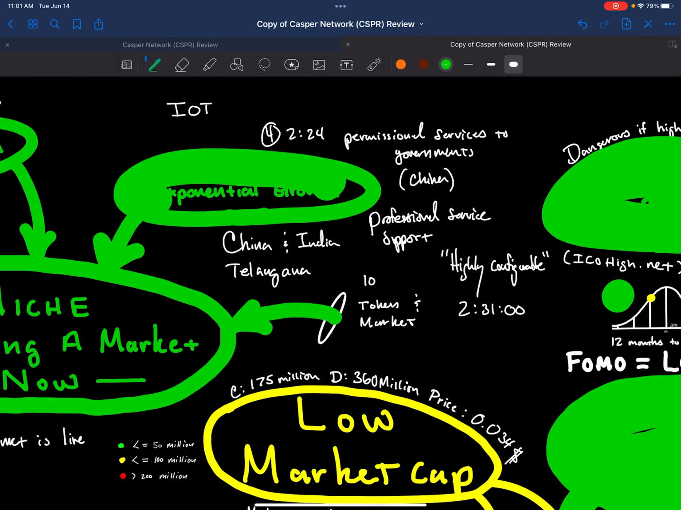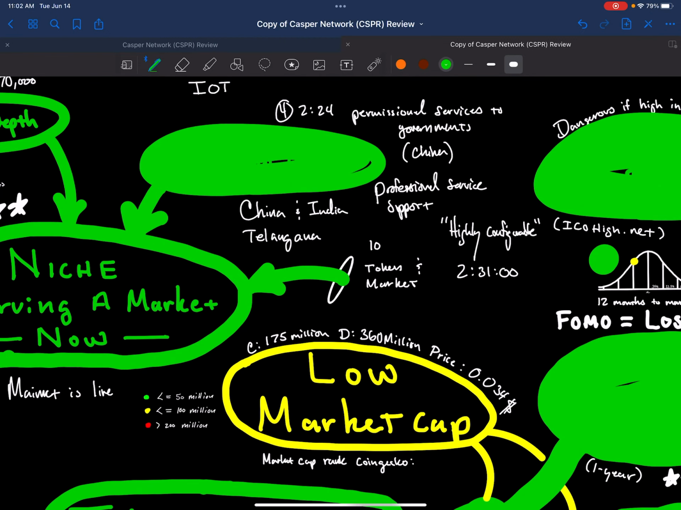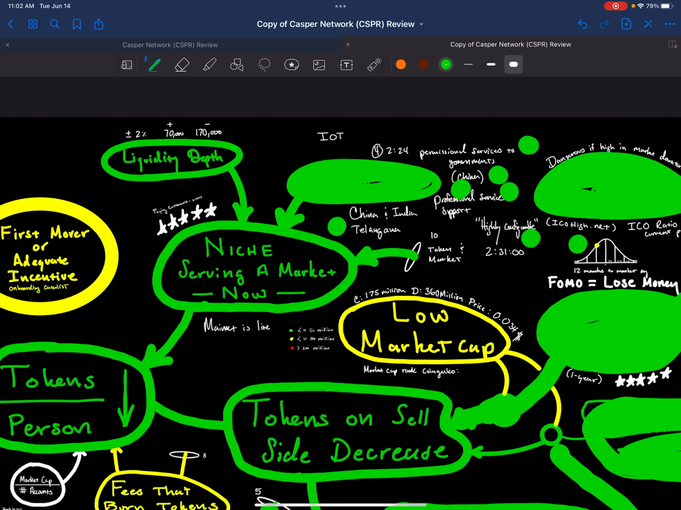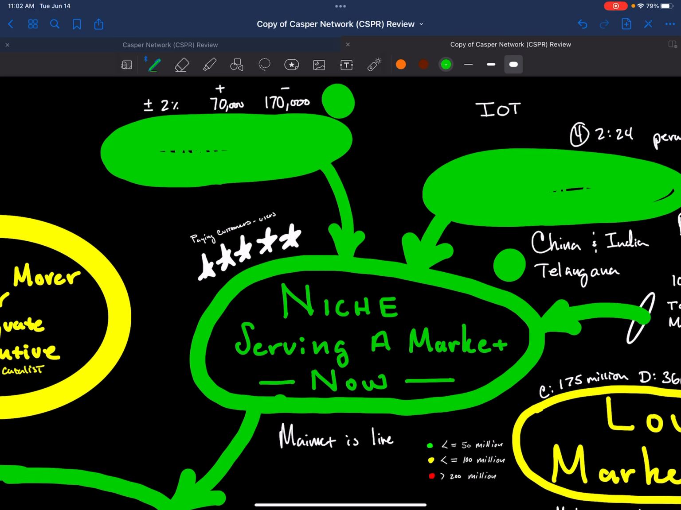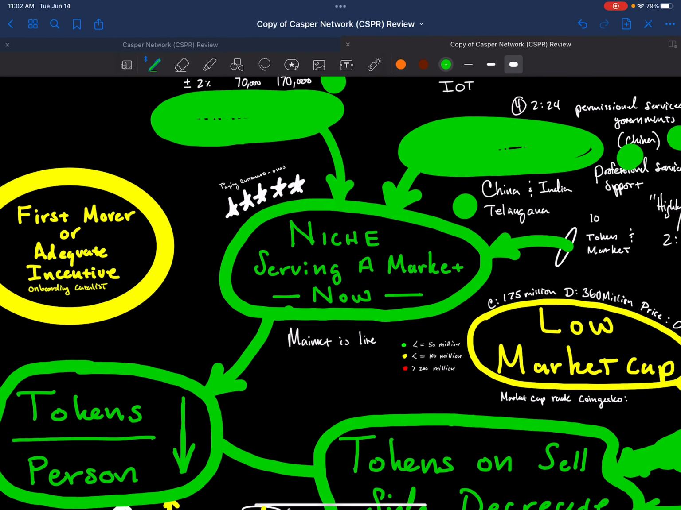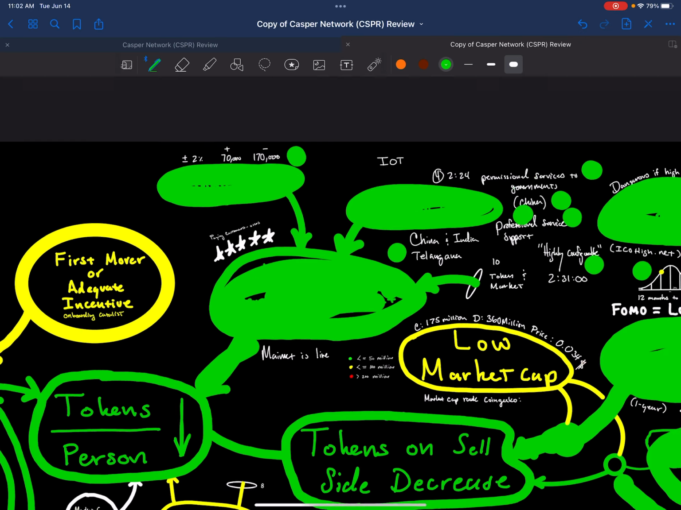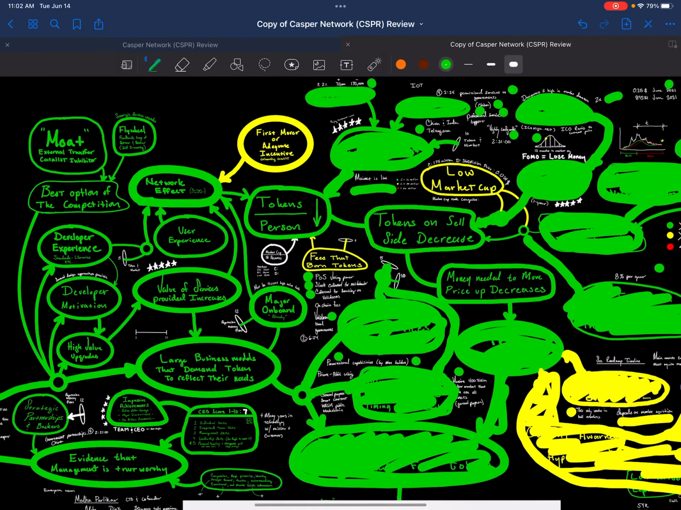Now, exponential growth of the niche, what customers are using it, what people are using it. They have permission services to governance such as China. They have professional service support to Telangana, India, and it's a highly configurable blockchain. So these are all from them. And I do know that they're servicing some components of the Chinese government. Liquidity, devs actually looks good. They have 170,000 support for 2% support. So niche servicing a market now. I put that as yes and green, and mainnet is live. So yes, these are all good things.